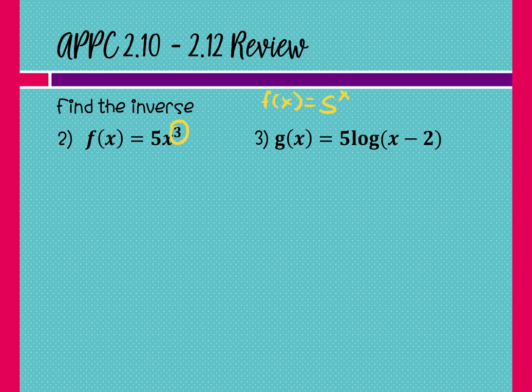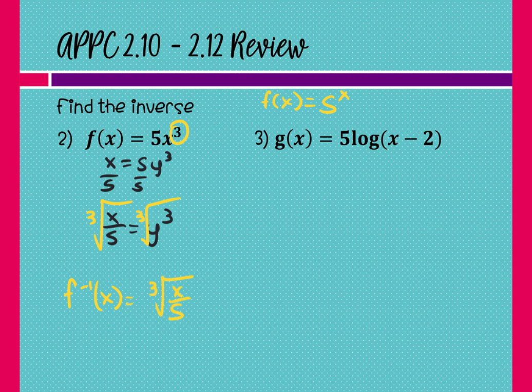But if it starts the way that this one did, I'm going to make this x. I would divide both sides by 5. x over 5 equals y to the third. And then I cube root it. So I get f negative 1 of x. And don't forget that because you will get docked points. It has to be f negative 1. And it's the cube root of x over 5. That cube root goes over both of them, so that whole thing has to be underneath the root.